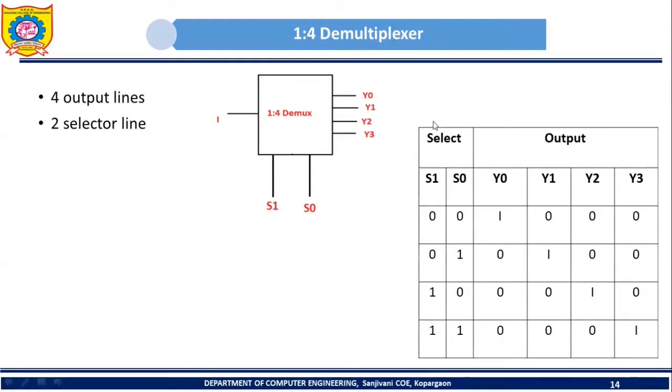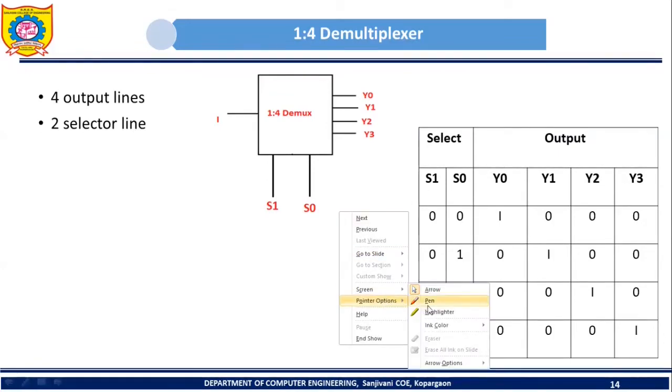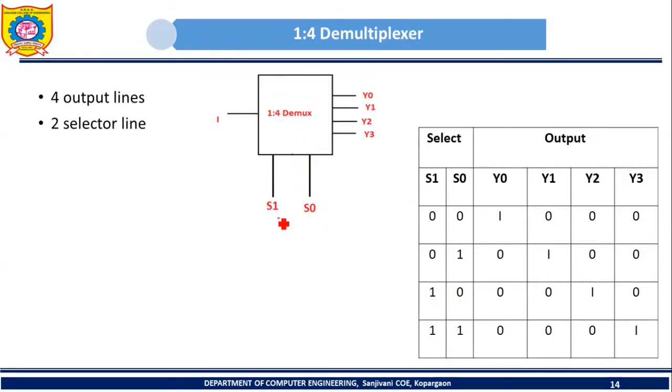So this is the table which will explain the working of a 1:4 demultiplexer. Here you can see the select inputs S1 and S0. Then there are 4 outputs: Y0, Y1, Y2 and Y3. So in this demultiplexer, when S1 and S0 are 0, 0, what is going to happen? Which output line will be selected?